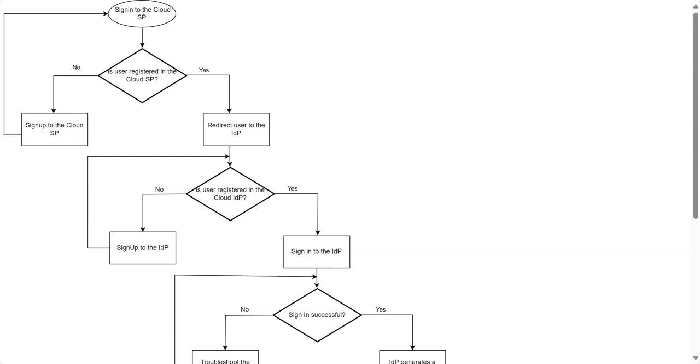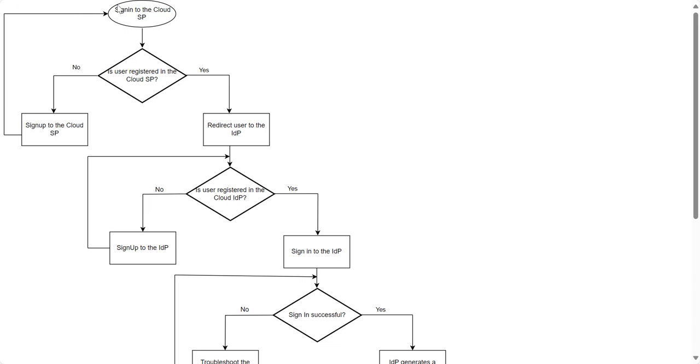This video demonstrates the steps followed by a user who wants to gain access to a protected resource in the cloud service provider in the CloudBloc model. The CloudBloc model is made up of three main components, which are the cloud service provider, the identity provider, and the user agent. The user interacts with the CloudBloc model through a user agent.